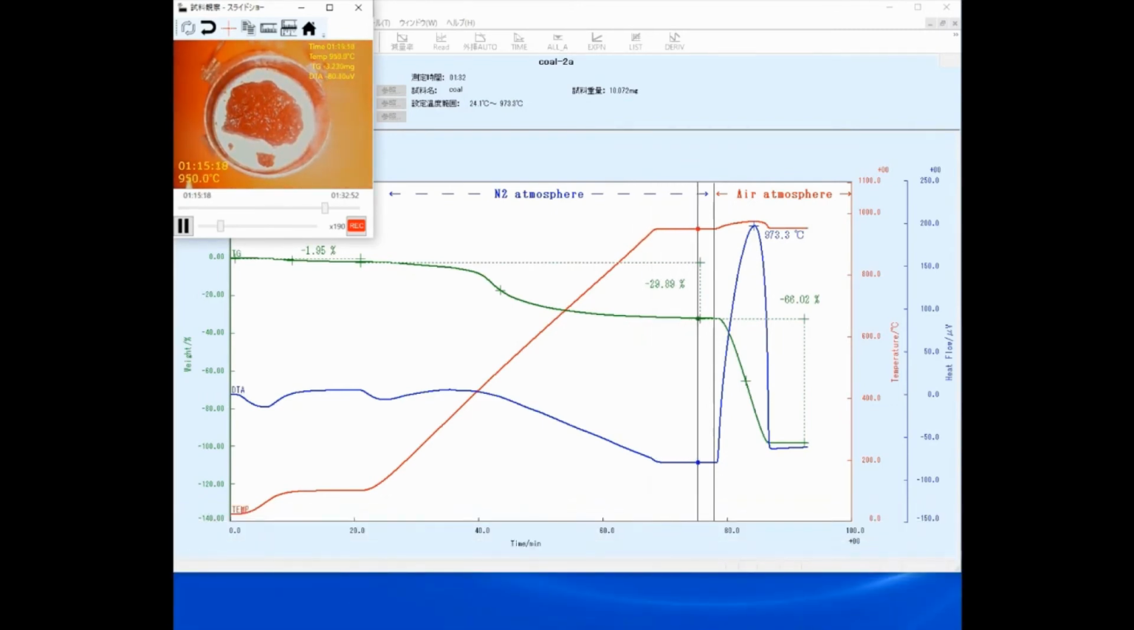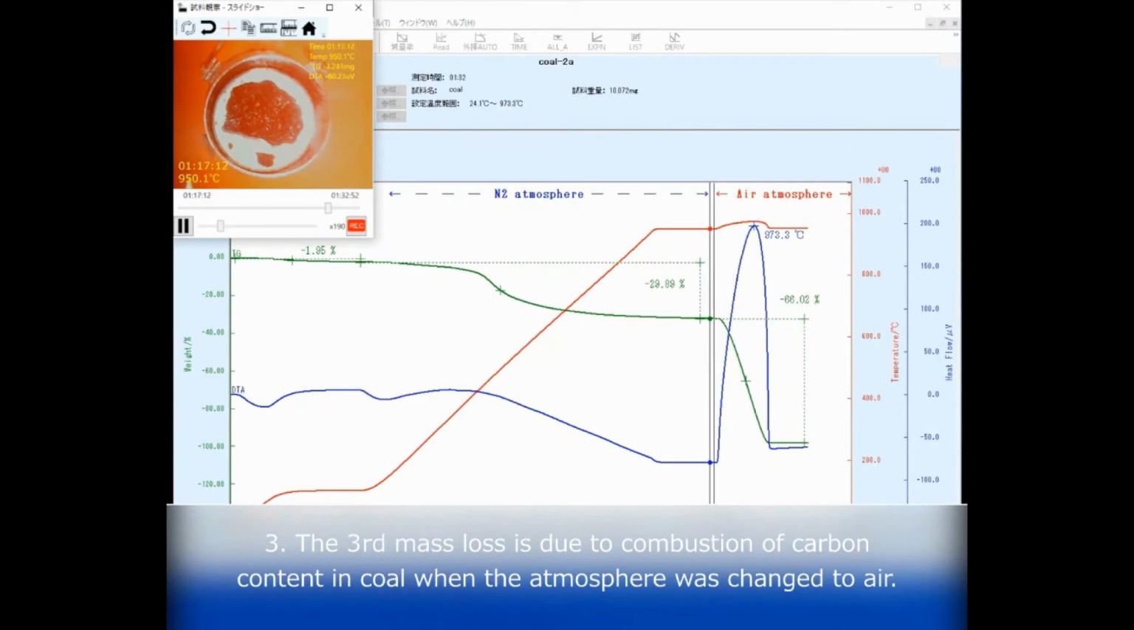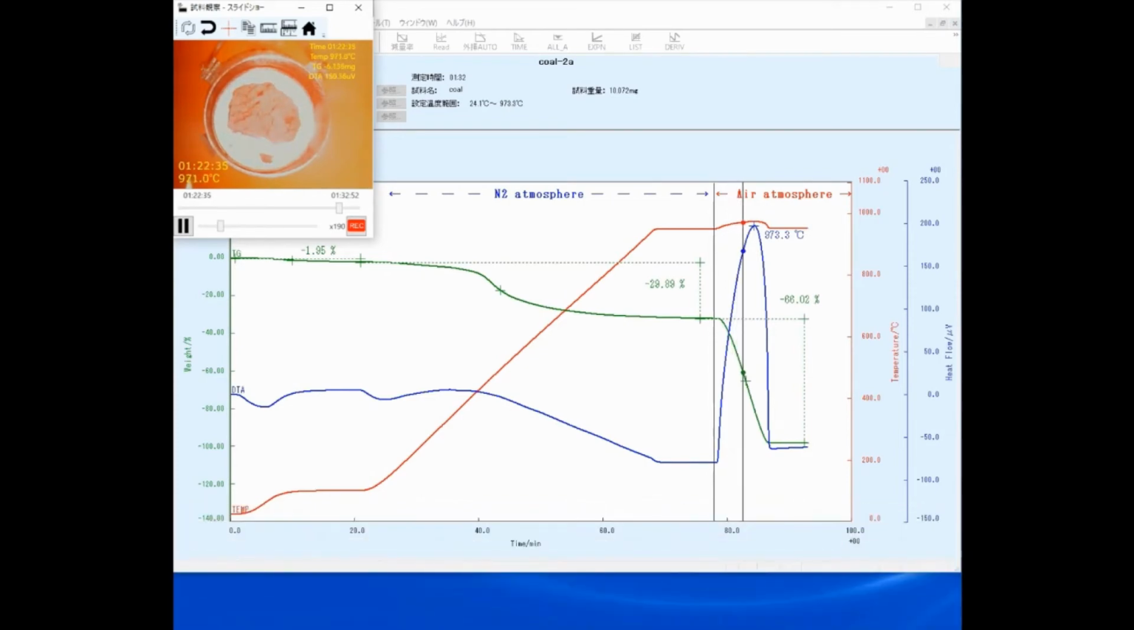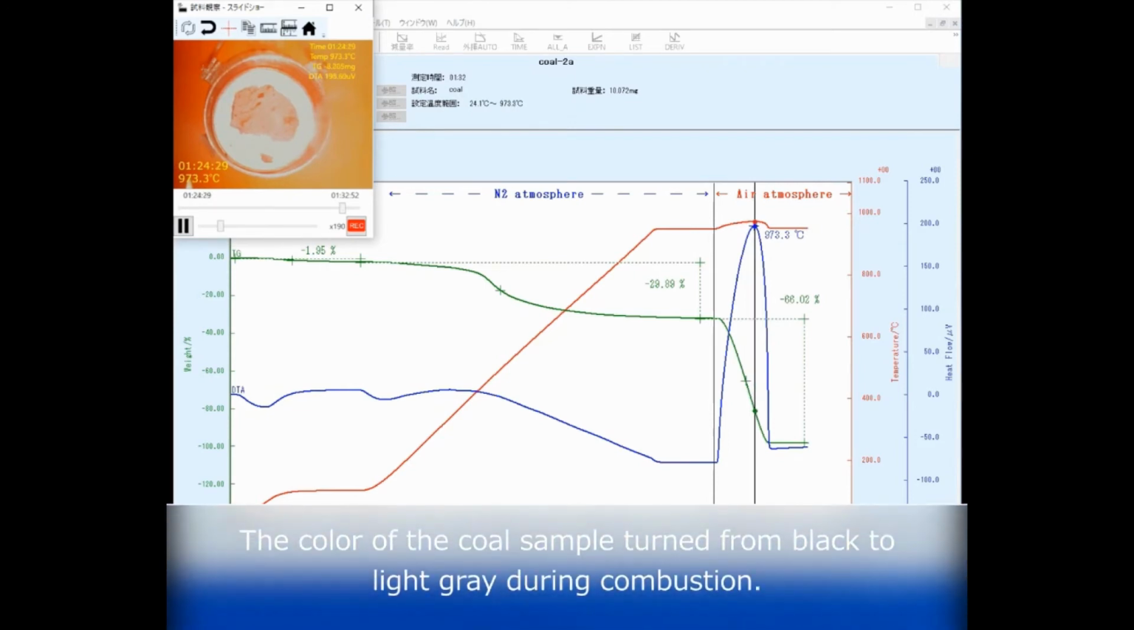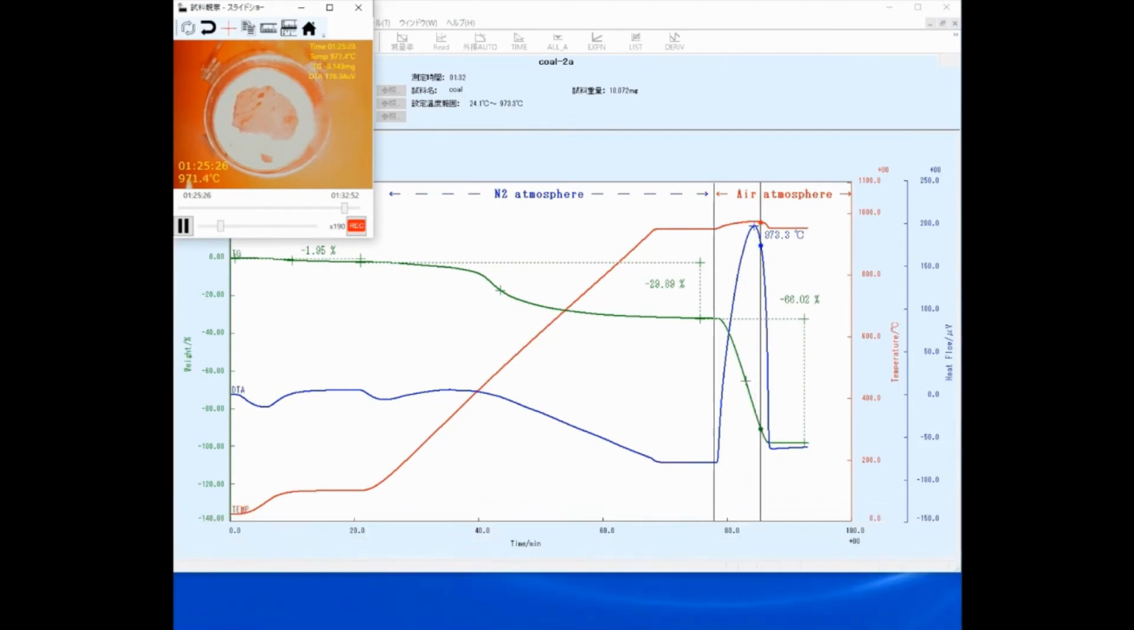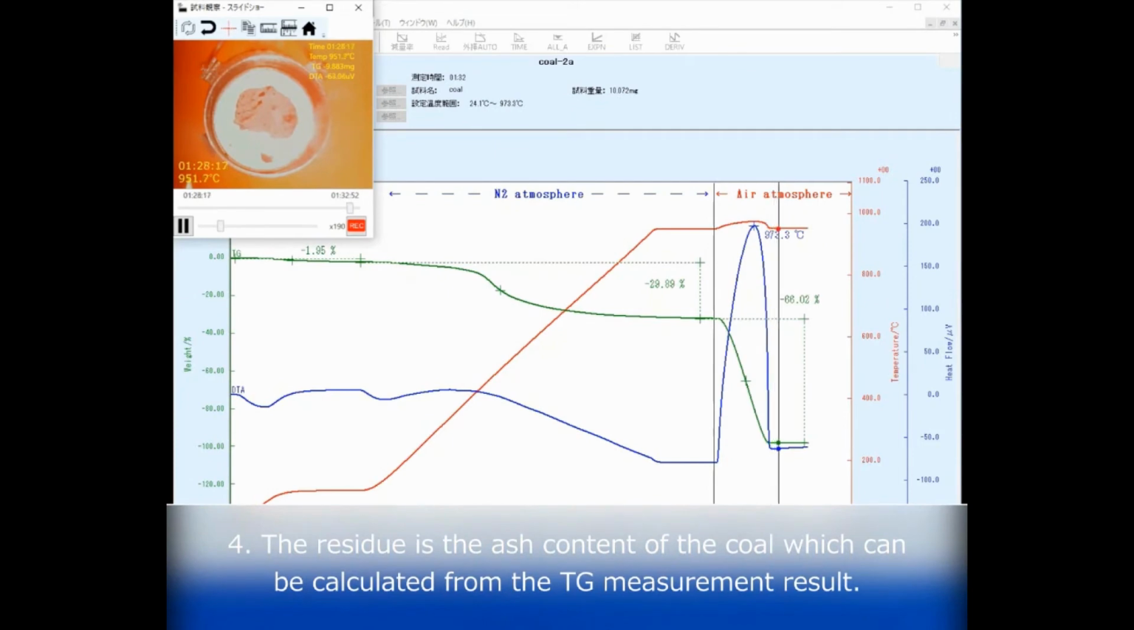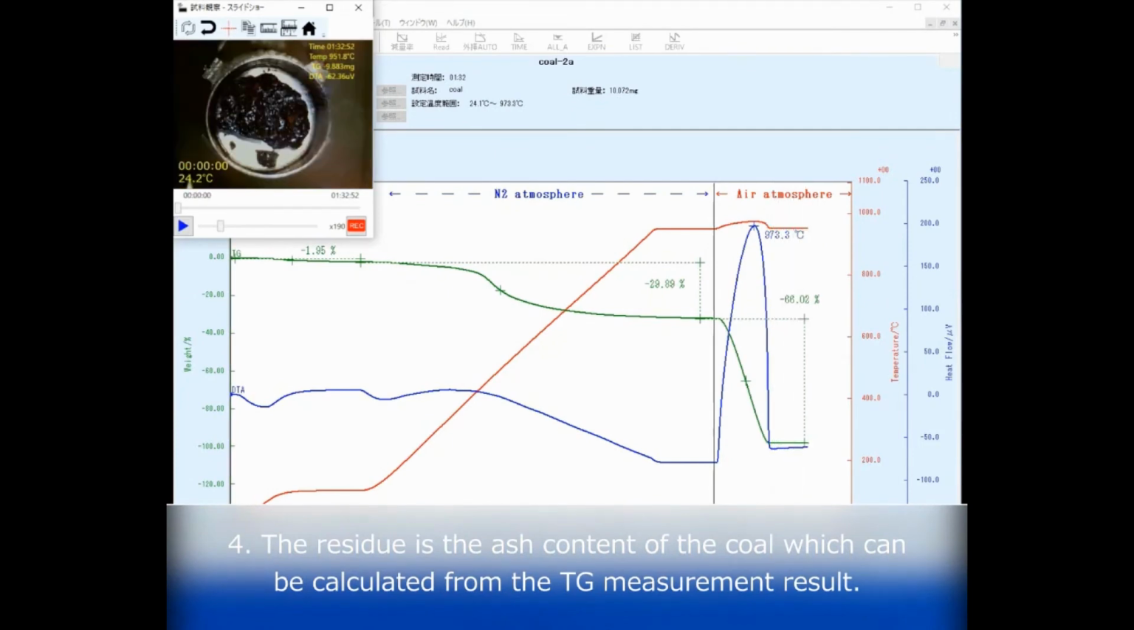The third mass loss is due to combustion of carbon content when the atmosphere was changed to air. During combustion, the sample color changed from black to light gray. Finally, the residue is the ash content, which can be calculated from the TG measurement result.